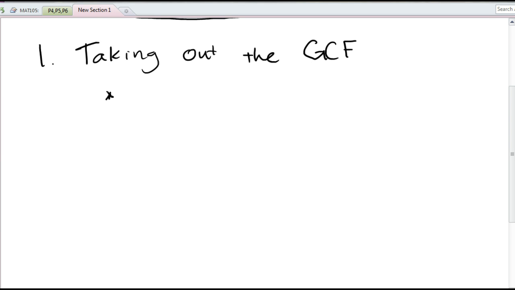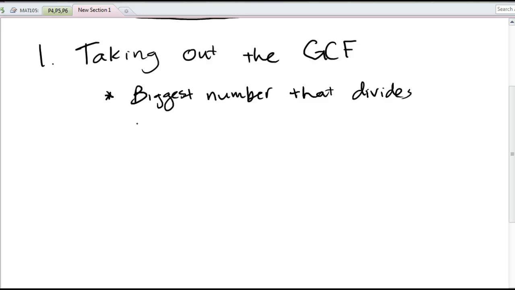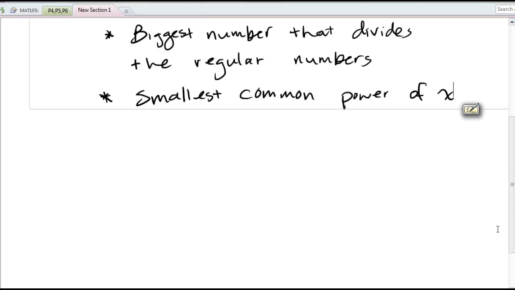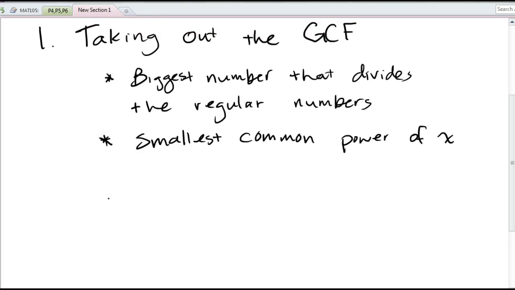Basically the goal is to take out the biggest number that divides the regular numbers, and the smallest common power of x. I'm trying not to use too much fancy terminology to confuse you, so it'll make sense when we look at a few examples, because I don't want to introduce terminology for terminology's sake. Okay, so let's look at some examples.